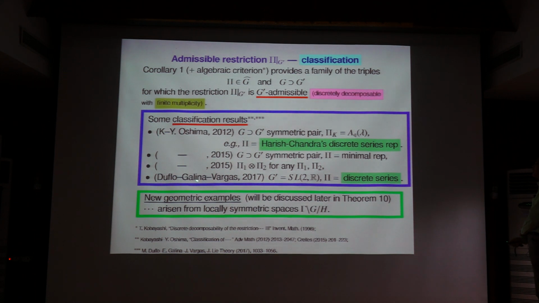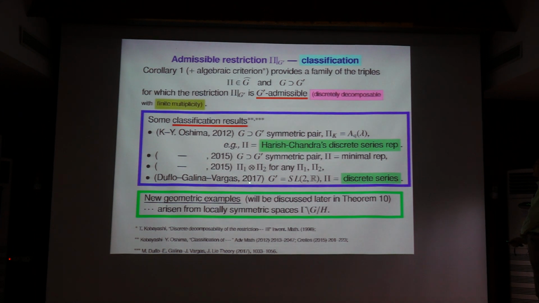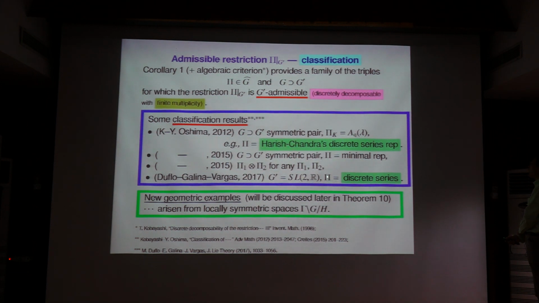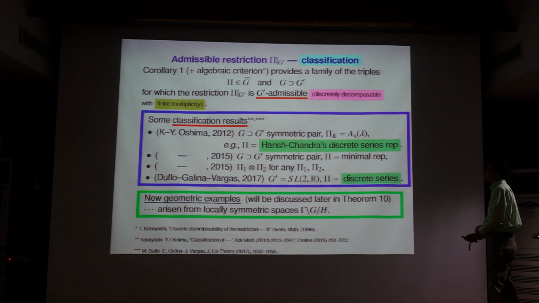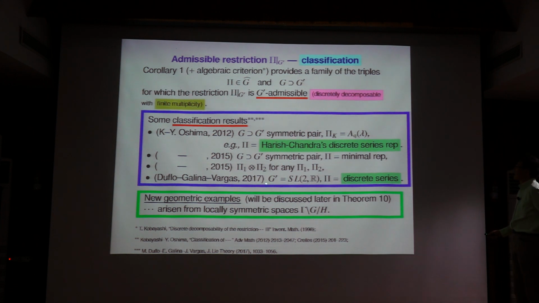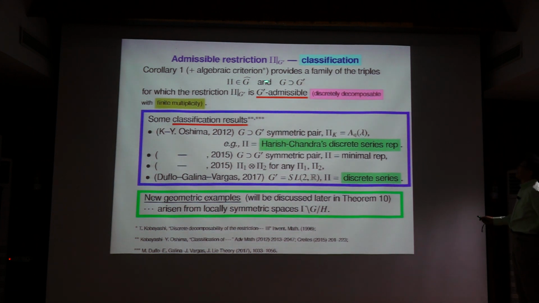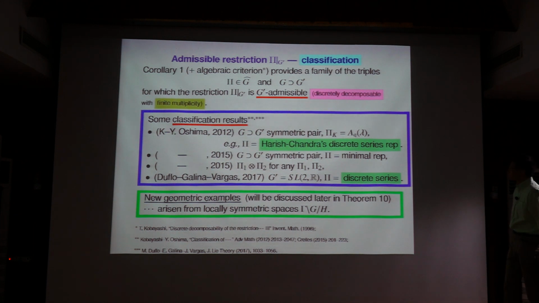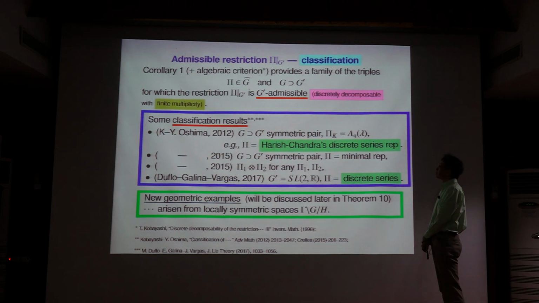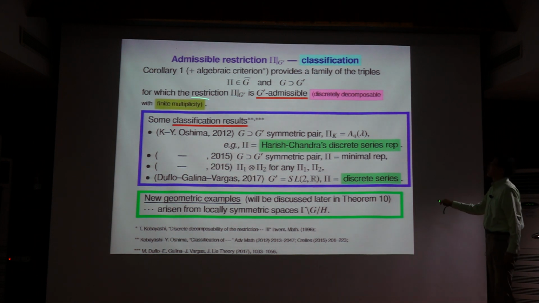For example, Duflo, Galina, and Vargas classified when the restriction to SL2R is discretely decomposable with finite multiplicity, where pi is a Harish-Chandra discrete representation. Here, we note that there are finitely many embeddings of SL2R or PSL2R into Z up to conjugation. And then they classified in what kind of embedding the Harish-Chandra discrete representation is decomposed discretely and with finite multiplicities. Okay, so these are some classification results.